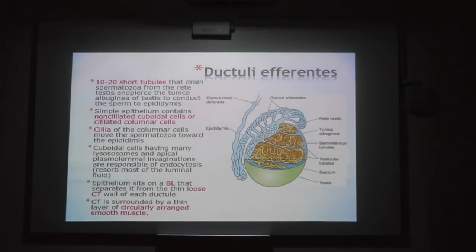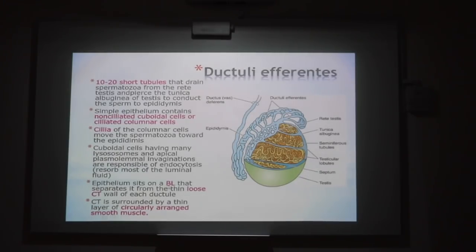The cuboidal cells have more of a microvilli appearance because they are going to absorb the fluid which is coming from the seminiferous tubules. So you have two types of cells in the efferent duct tubes: tall cells with cilia, and short cuboidal cells with microvilli. The function of the ciliated cells is to move the sperm into the epididymis. The function of the short cells with microvilli is to absorb most of the fluid which is coming out from the seminiferous tubule.